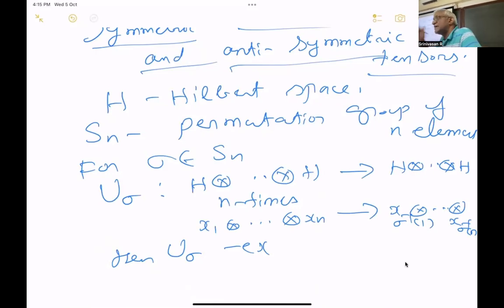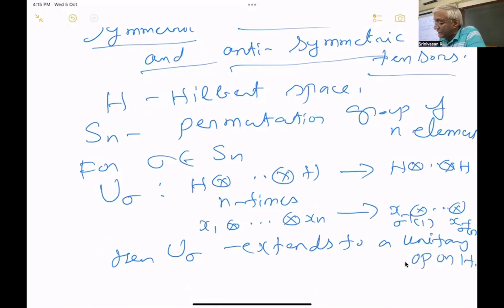So it preserves the inner product. When an operator preserves the inner product on a total set, then you can extend it to a unitary. It extends to a unitary operator on H. Okay, so U sigma is a unitary.